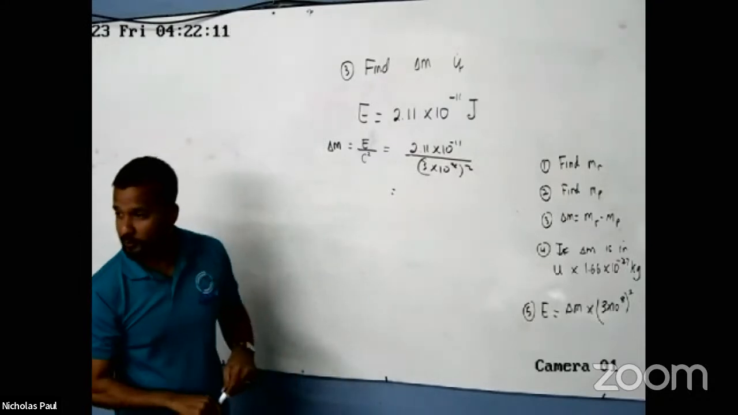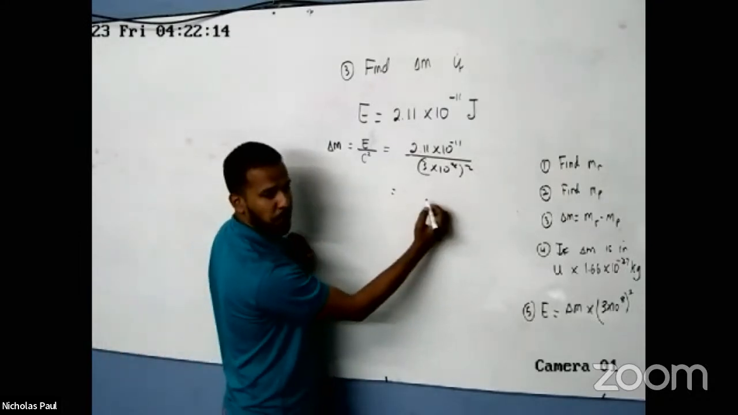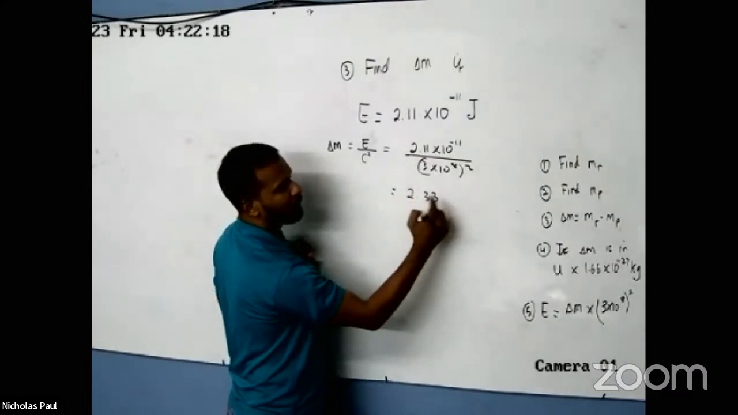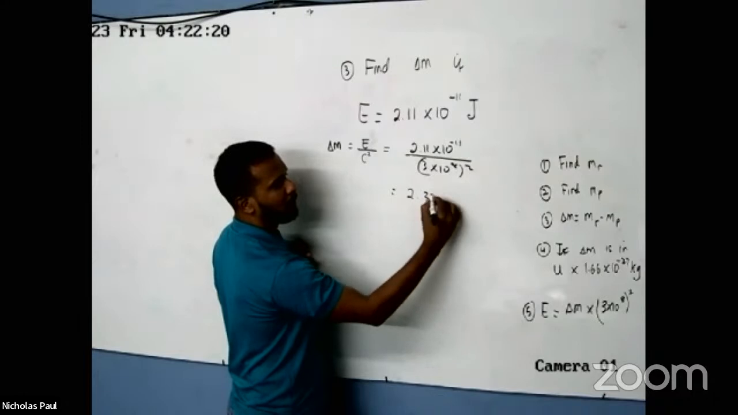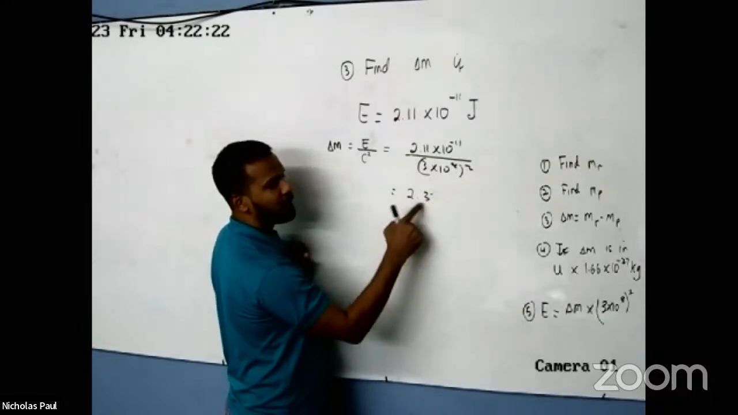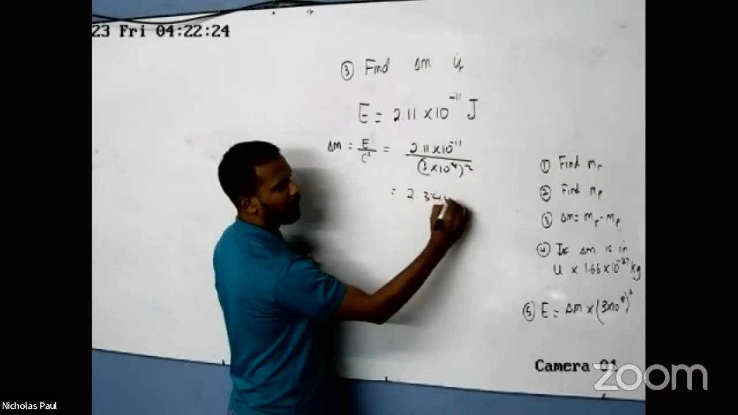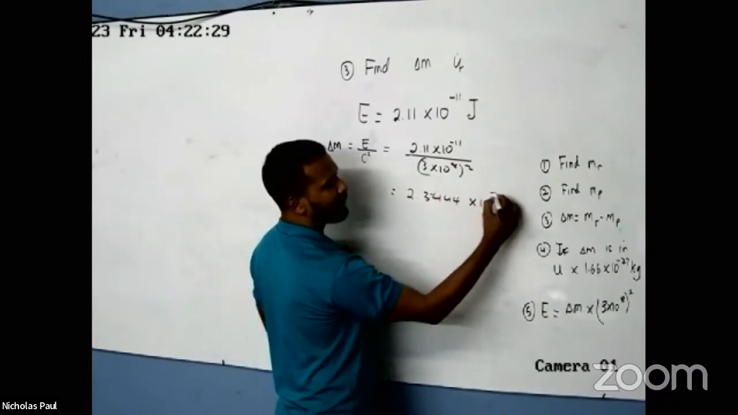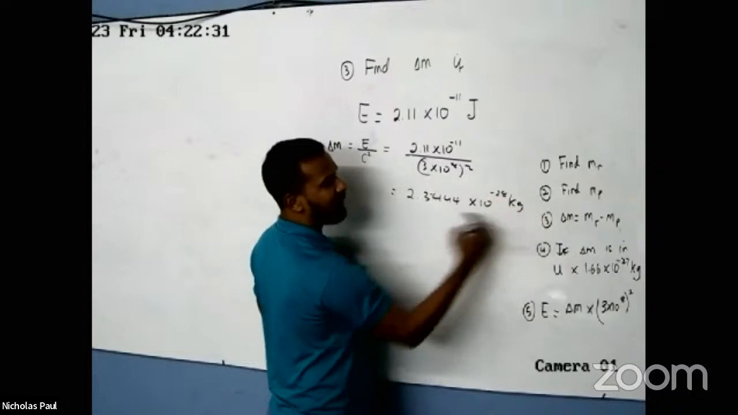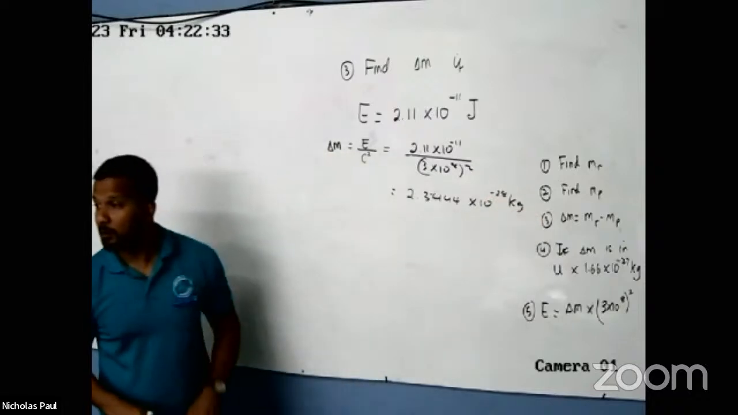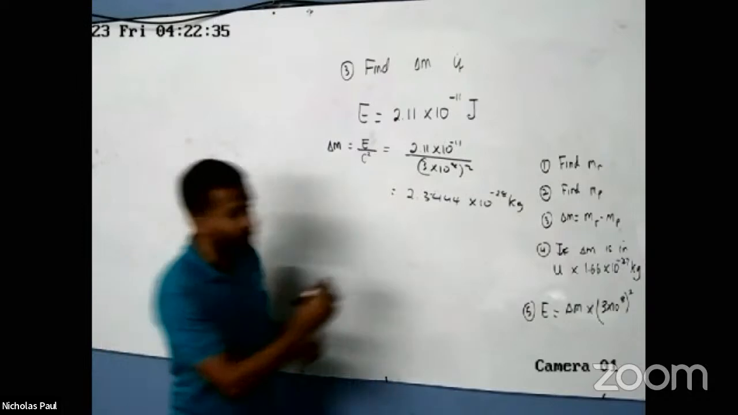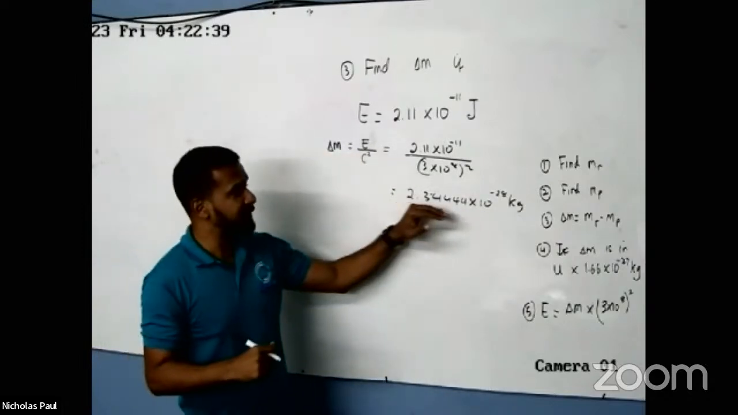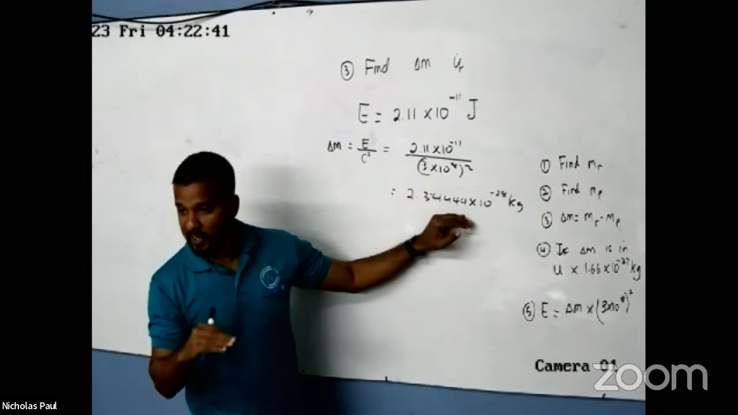How much did you get? 2.3. That's now 2.3, by 10 to the minus something. That's the value in kilograms, right? So when I reach here now, this is the value in kilograms.